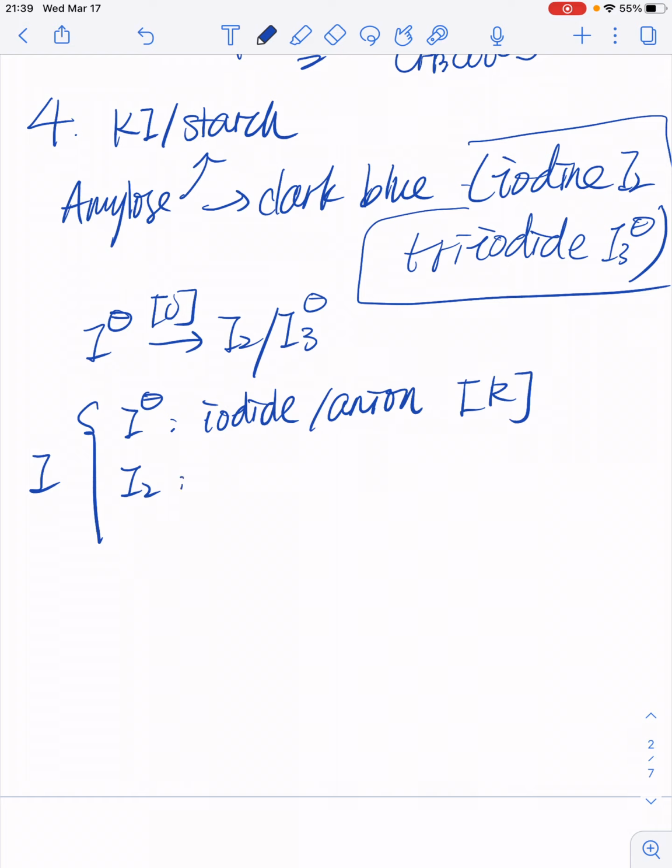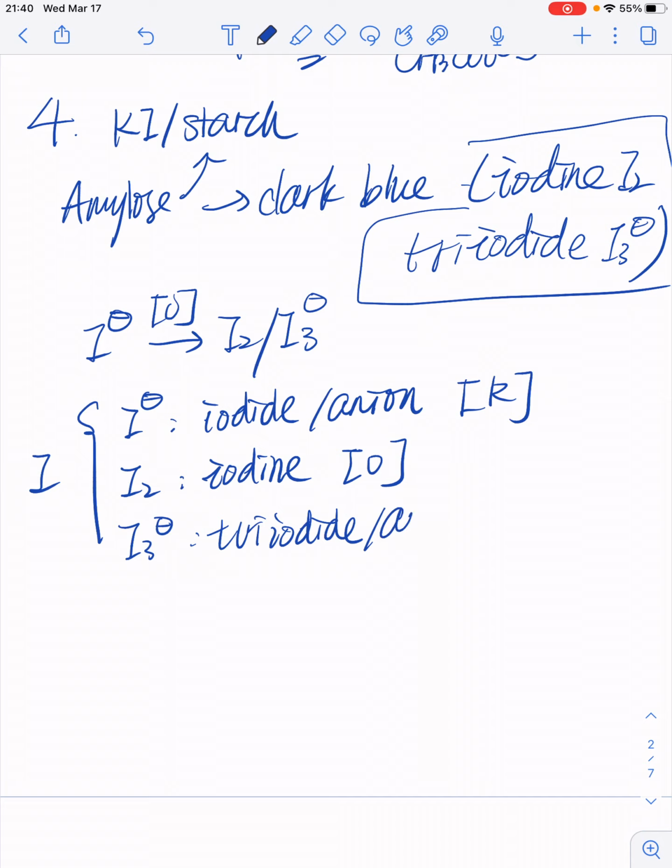The second species is a diatomic molecule called iodine. That's a molecule free of charge. It's a very good oxidizing reagent. When coming to triiodide, firstly, it's an anion, right? It's carrying a negative charge. Secondly, you can kind of see that as the combination of a molecule and also the anion. At the same time, it's a pretty good oxidizing reagent.